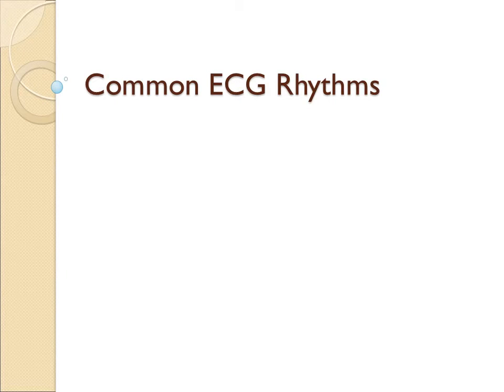So the common ECG rhythms that we're going to look at today are normal sinus rhythm. We're going to look at sinus bradycardia, sinus tachycardia. We're going to look at the heart blocks. Then we're going to follow up with PVCs, or premature ventricular contractions. And then ventricular tachycardia, ventricular fibrillation, and finally asystole. So let's get going.